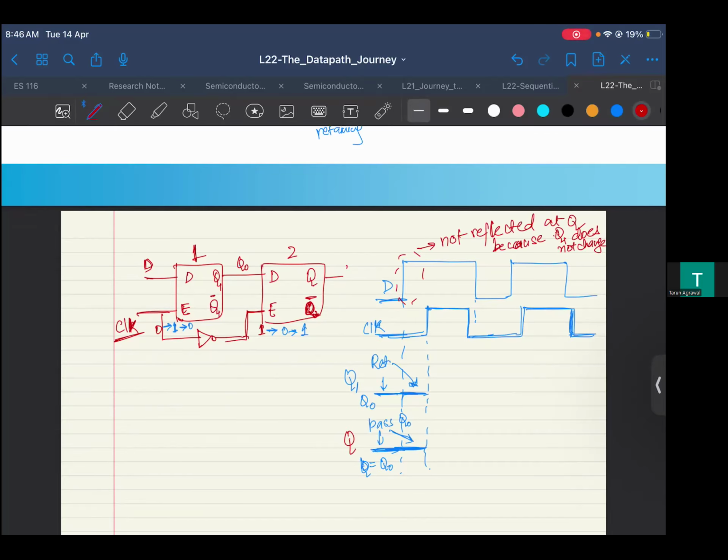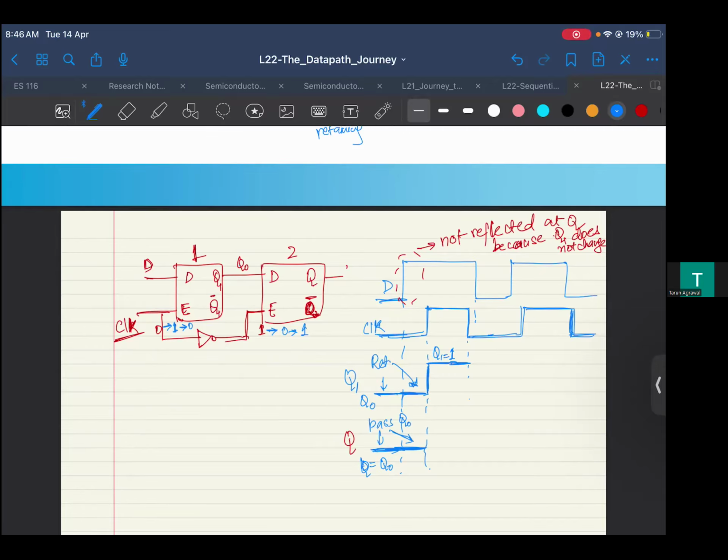Now let's see what happens when you make the clock 1. When it is 1, your first latch starts to see what D is, and suddenly it sees, oh, D is 1, I have to make Q1 1. So then your Q1 becomes equal to 1. And till when does it continue? It continues till here.